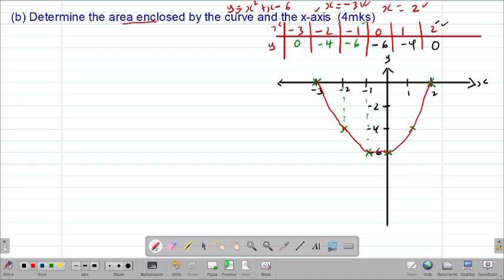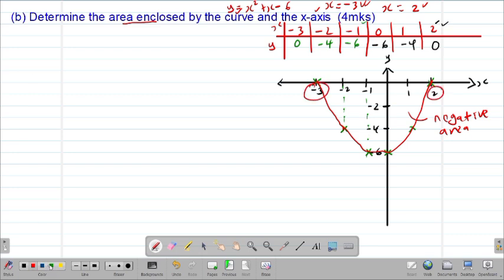So the key thing to notice is that the curve is below the x-axis. Therefore, we expect a negative area. Remember that no part of the graph is cutting on the positive side. Therefore, we'll just integrate from negative 3 up to positive 2.